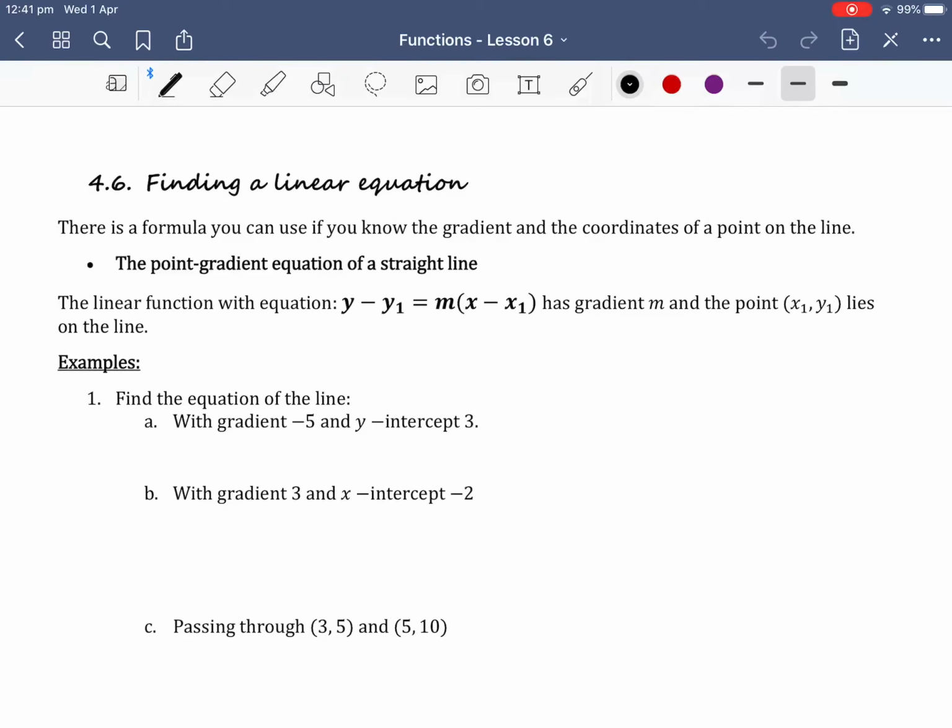Hello, Year 11 Mathematics Advanced students. Today we're continuing on with functions and we're doing finding a linear equation.